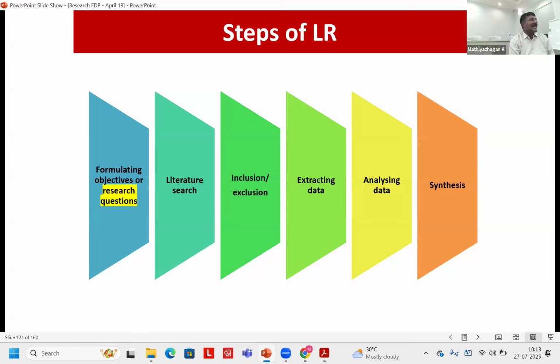Okay. Then the second step. What is the second step? Literature search. That means you need to find out what are the papers relevant to your objective or question. What is the third one? We need to fine tune, because we can't read all the papers in the world, whatever is available. Then the fourth one: from those papers, what information are you going to collect? Extracting data means which one? See here. This is the extracting data.